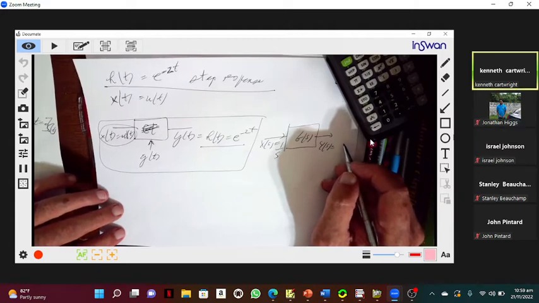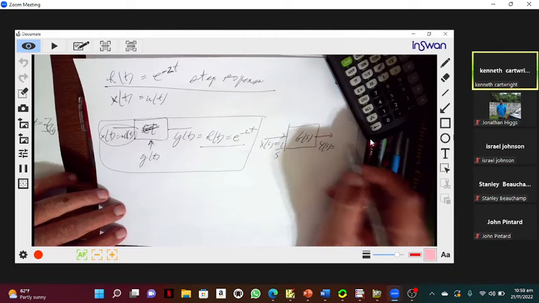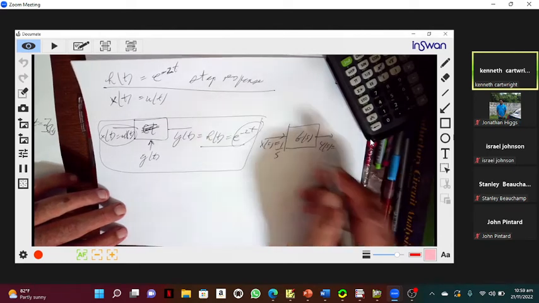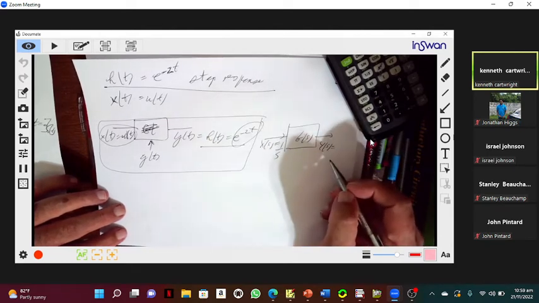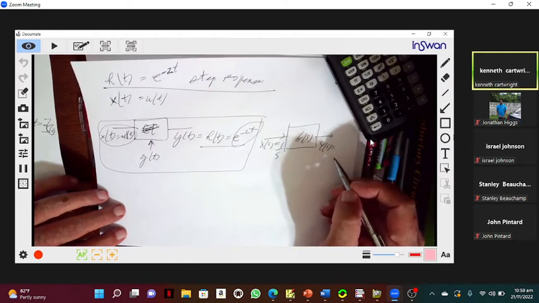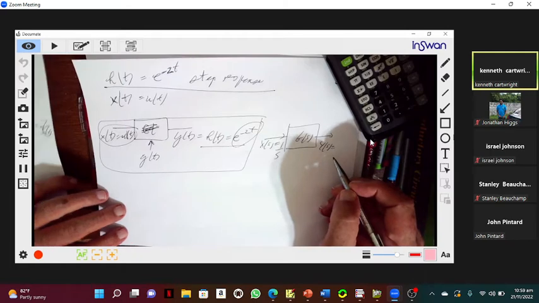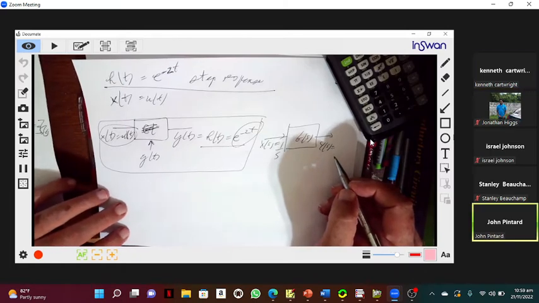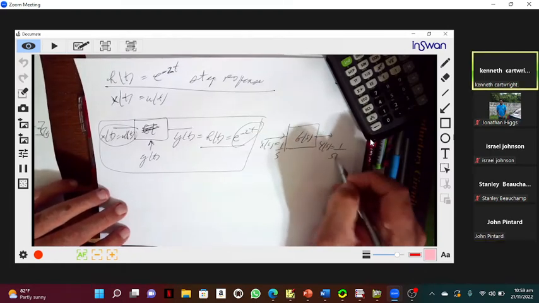What is the output? If this is the output in the time domain, what is the output in the Laplace domain? 1 over S plus 2. Thank you very much.